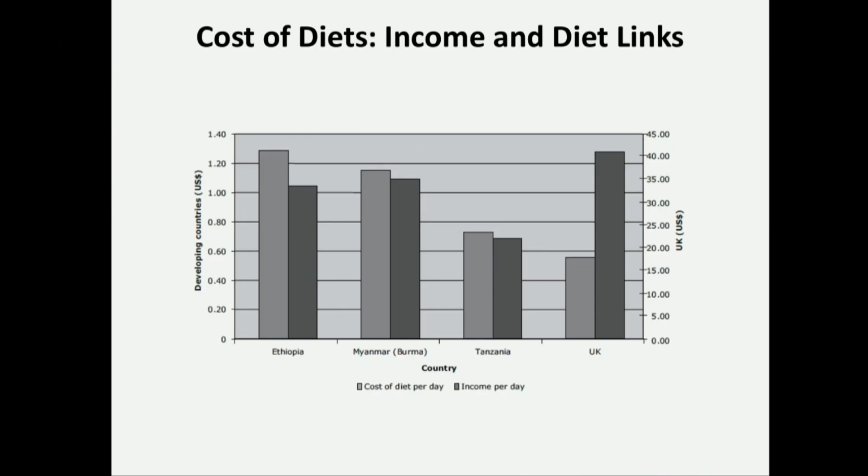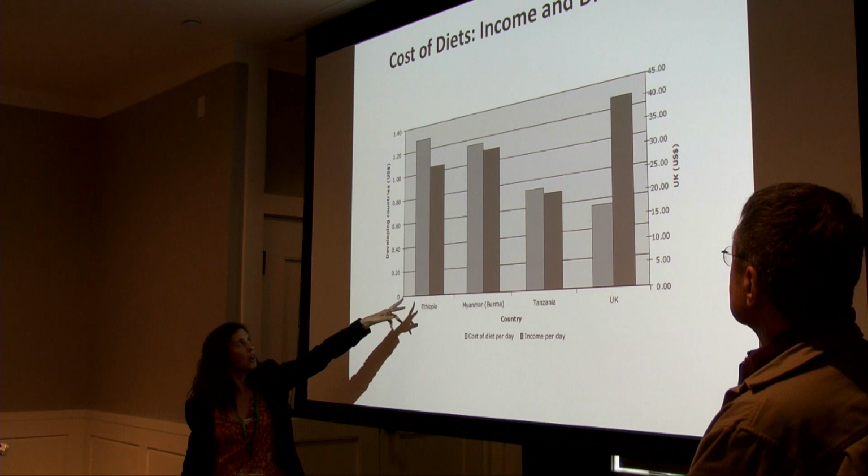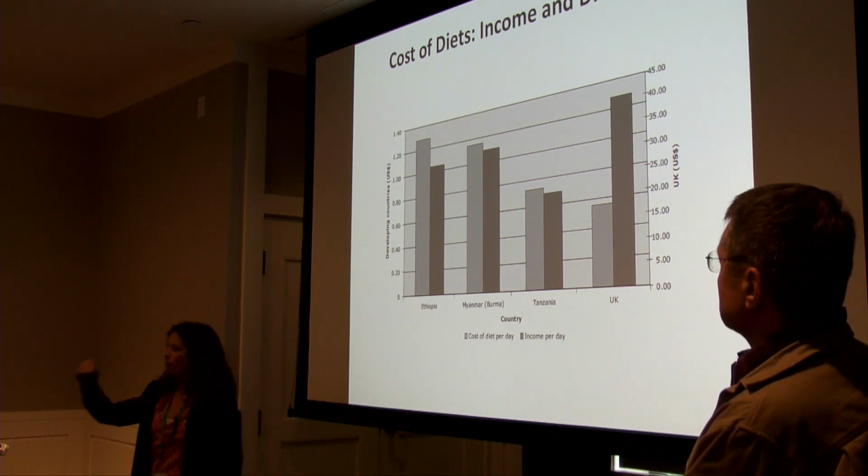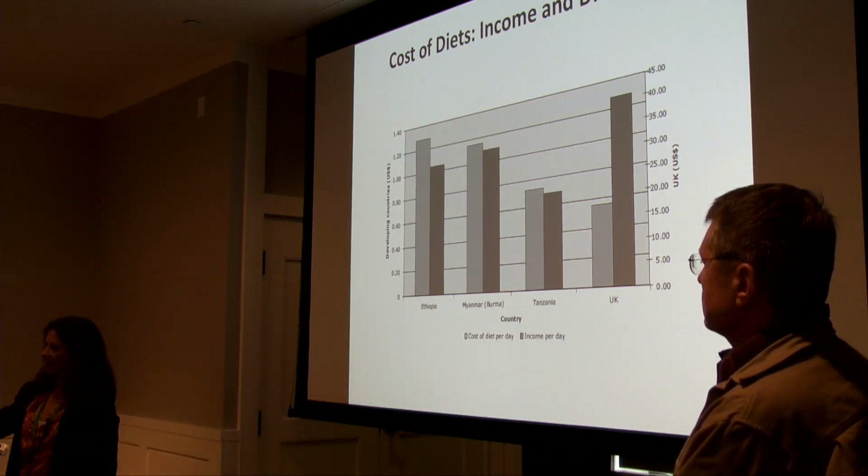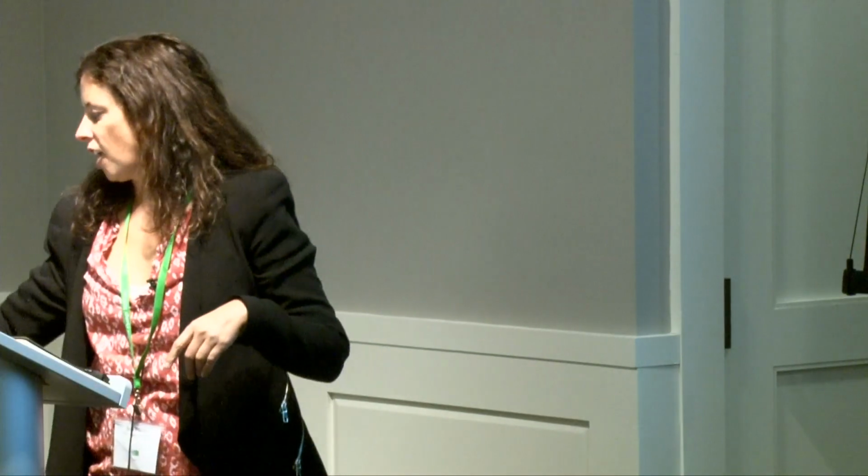Cost of diet, this is done by Save the Children and World Food Program. World Food Program is collecting this in all of the countries where they're working now. Looking at what is the minimal diet cost for a day and what's the person's income. And if you look at Ethiopia, here's Burma, Tanzania, people cannot afford their basic diet. There's a nutrient and an income gap, an indicator that everyone's looking at.